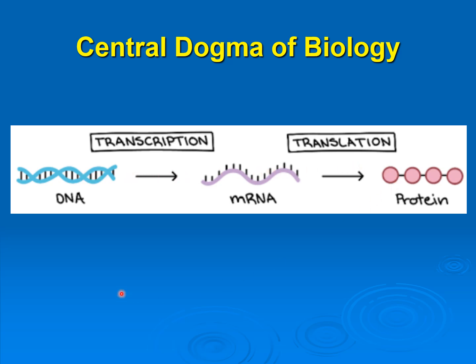And it's just a two-step process. So first we're just going to transcribe or copy the gene in the DNA. And that copy we make of the DNA is called messenger RNA. And then we're going to translate or read the code on the messenger RNA and figure out what amino acids to put in what order to make our protein. And that's all the central dogma of biology is.